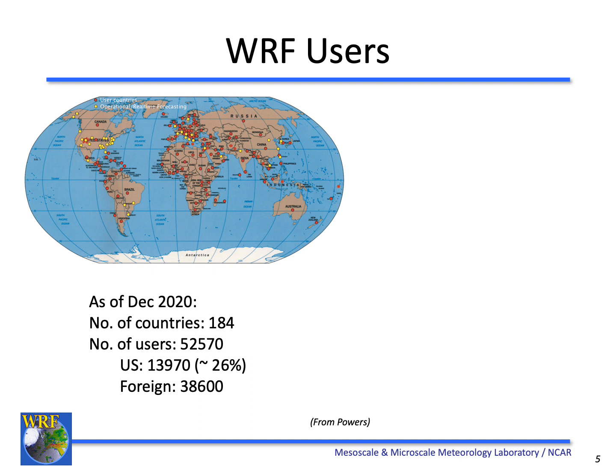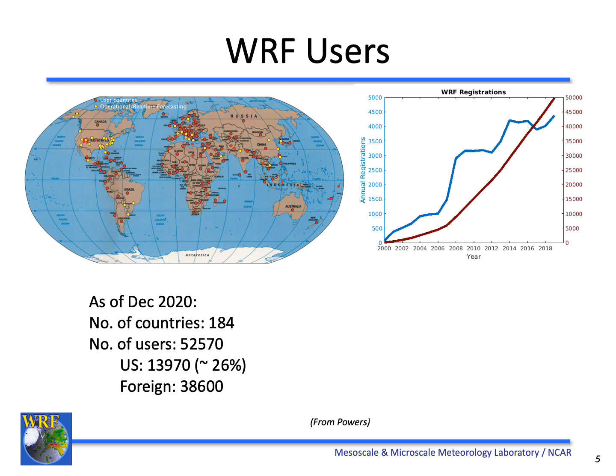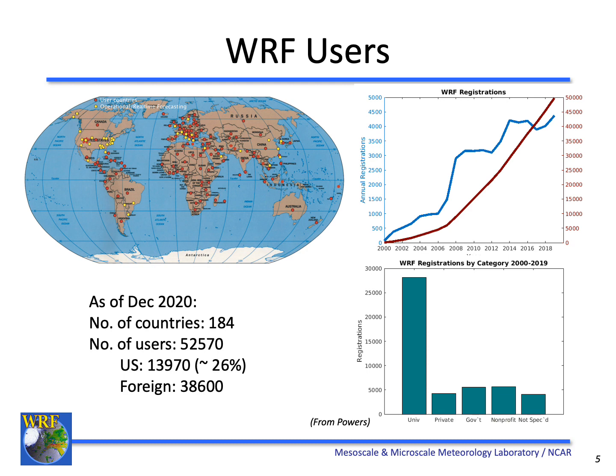As of the end of December 2020, we have WRF model users from 184 countries and nations, with a total number of users over 52,500. The US has the largest number of users at about 26% of the total. The number of new users has leveled at about 4,000 each year in the last 5 to 6 years, as shown on this simple plot. And most of our users have university connections.